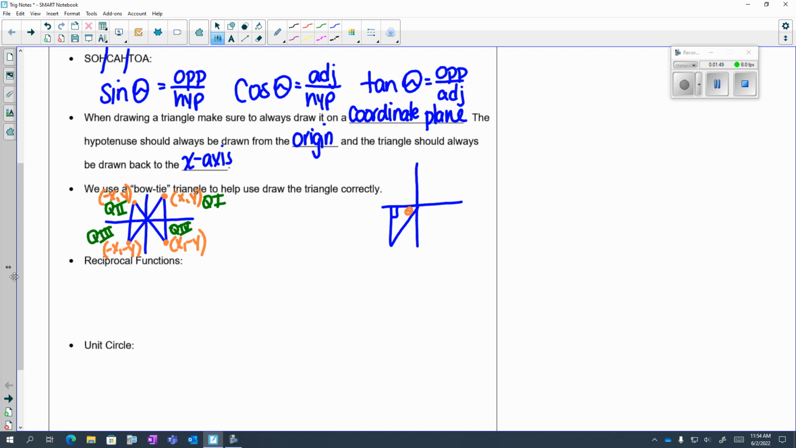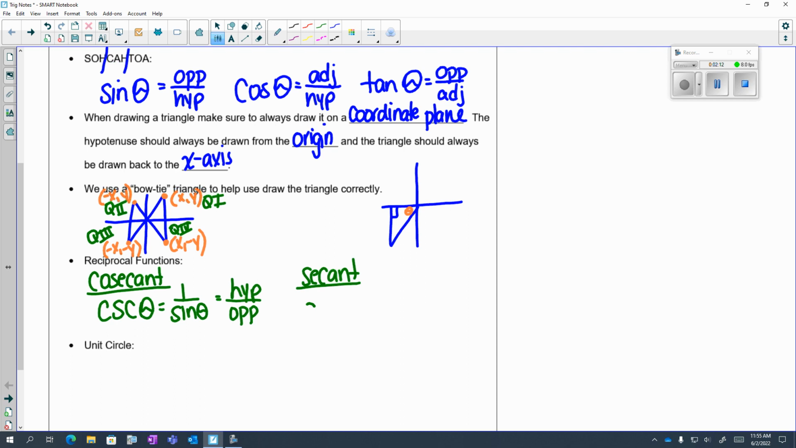So our reciprocal functions: each of our 3 basic trig functions, sine, cosine, and tangent, all have a reciprocal function. So first we have cosecant. The abbreviation is CSC, and that's equal to 1 over sine theta. Or you can just flip, instead of opposite over hypotenuse, it's hypotenuse over opposite. The next is secant. The abbreviation there is SEC. That's equal to 1 over cosine, or hypotenuse over adjacent.